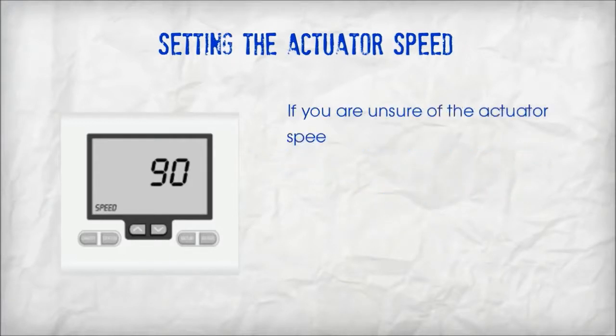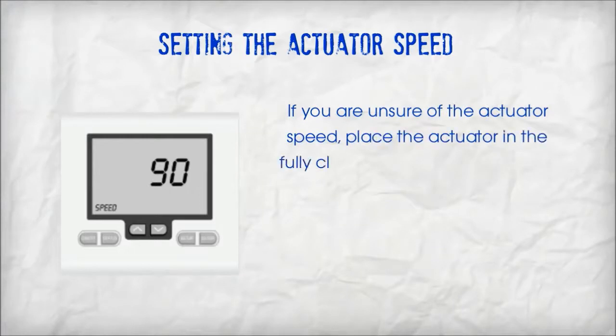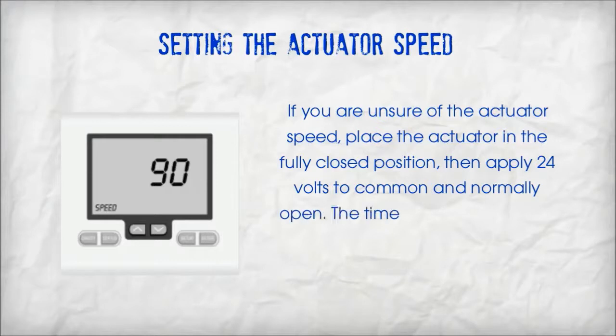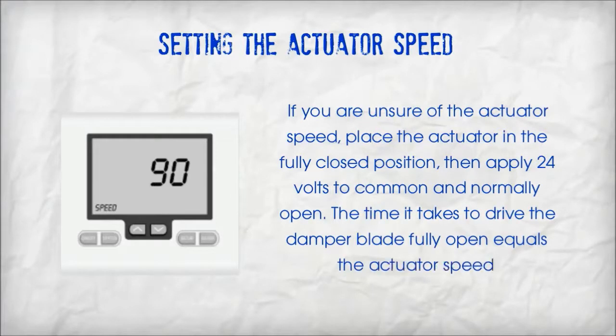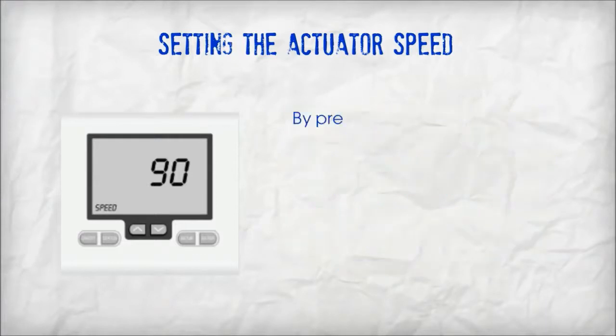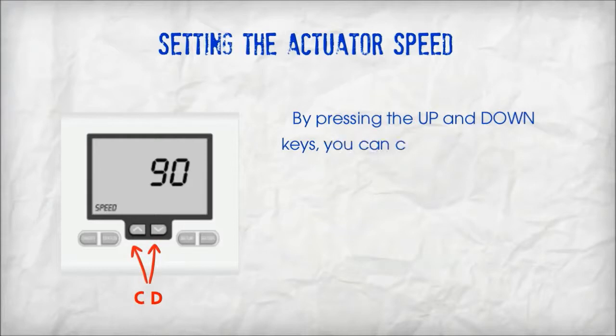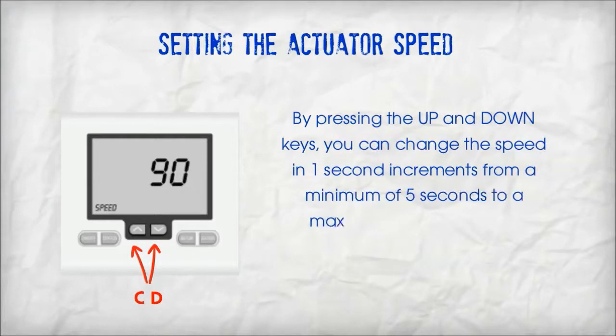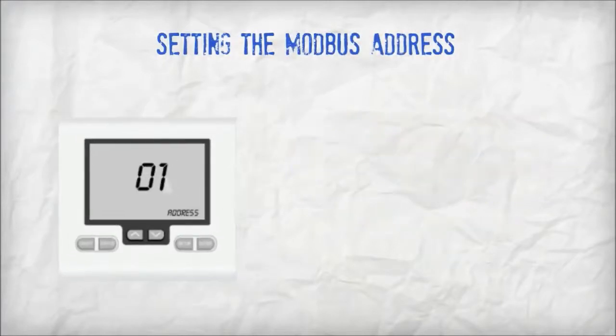If you are unsure of the actuator speed, place the actuator in the fully closed position. Then apply 24 volts to common and normally open. The time it takes to drive the damper blade fully open equals the actuator speed. By pressing the up and down keys, you can change the speed in 1 second increments from a minimum of 5 seconds to a maximum of 199 seconds.